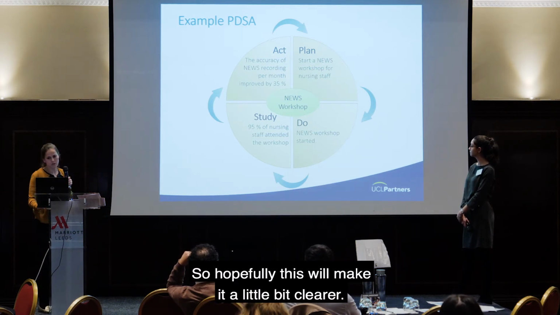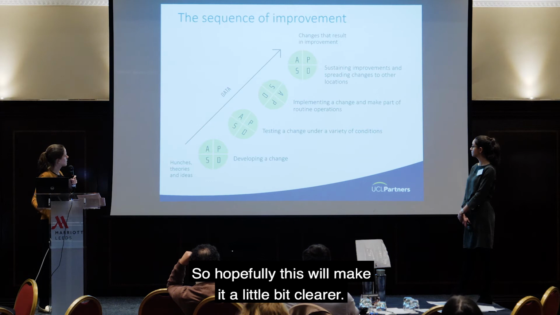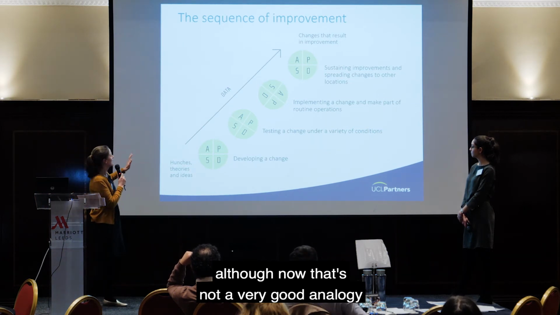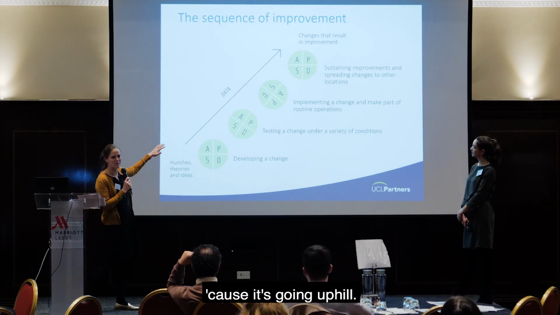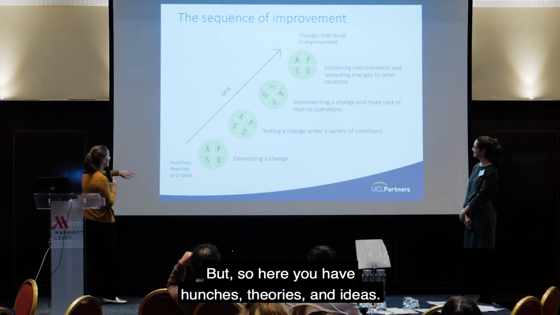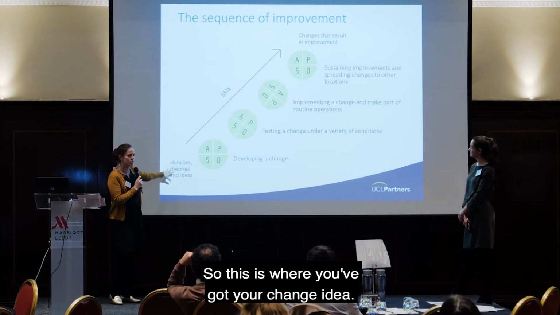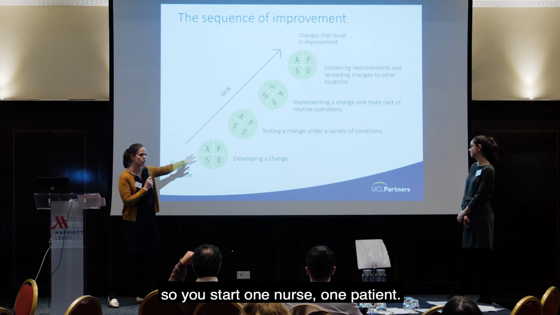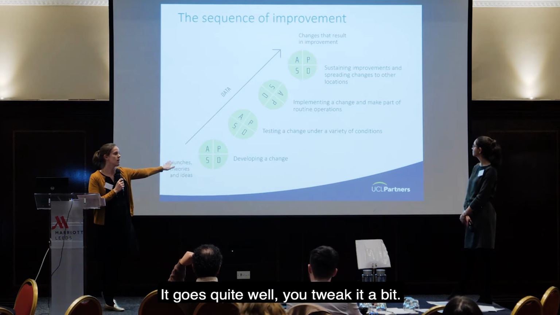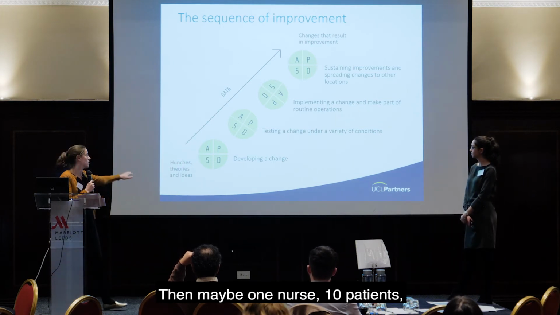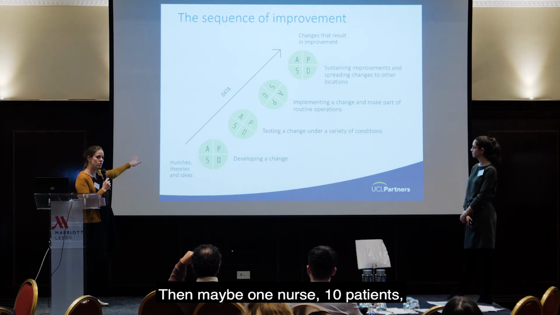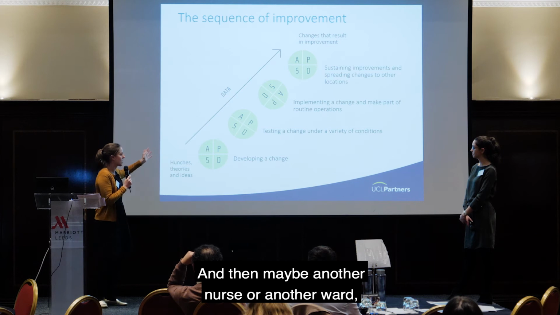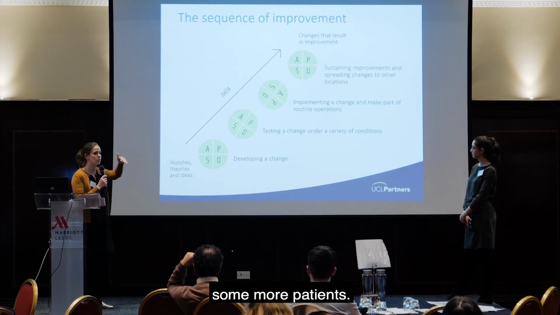So hopefully this will make it a little bit clearer. This is the snowball that I was talking about, although now that's not a very good analogy because it's going uphill. But here you have hunches, theories, and ideas. So this is where you've got your change idea, and then you're developing that change. So you start with one nurse, one patient. It goes quite well. You tweak it a bit. Then maybe one nurse, 10 patients. One nurse, a clinic. And then maybe another nurse or another ward, some more patients.